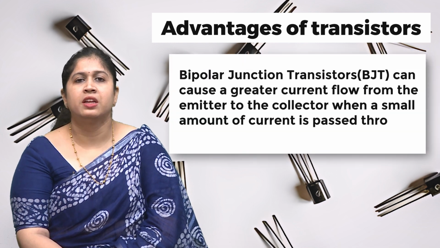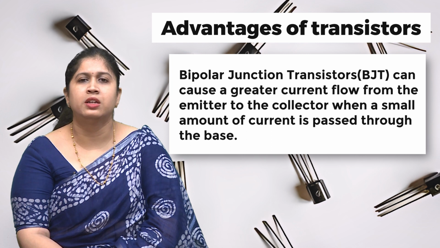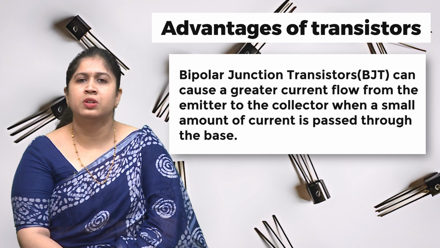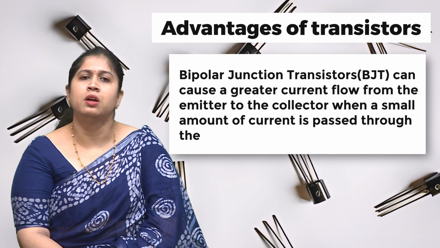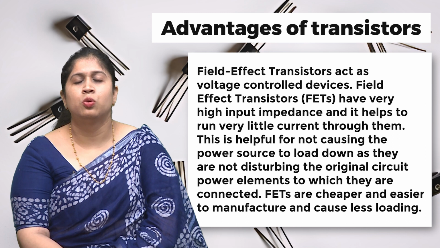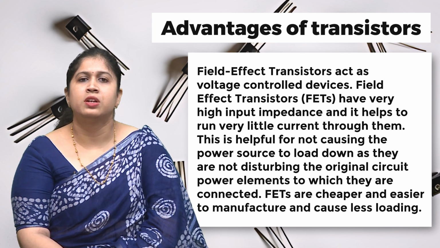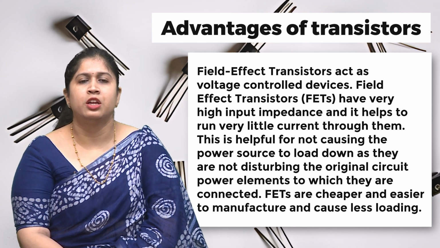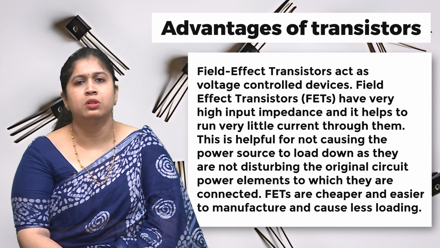Now a BJT can cause a greater current flow from the emitter to the collector when a small amount of current is passed through the base. Field effect transistor, known as a FET, acts as a voltage control device. Field effect transistors have very high input impedance and it helps to run very little current through them.